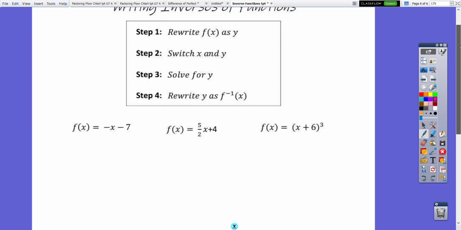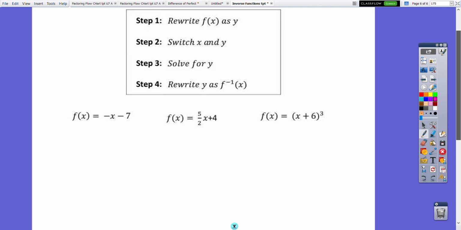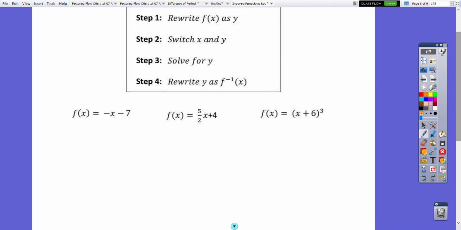I'm just going to move this up so that we have enough room to get the whole problems in, but still see the steps. Let's look at this first one on the left here. f of x equals negative x minus 7. Step 1, that's super easy. We're just going to replace the f of x with y, so y equals negative x minus 7. Step 2 tells me we have to switch the x and the y, so I'm going to rewrite it as x equals negative y minus 7.